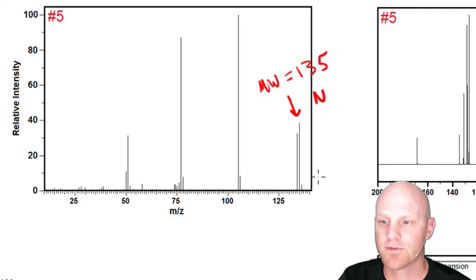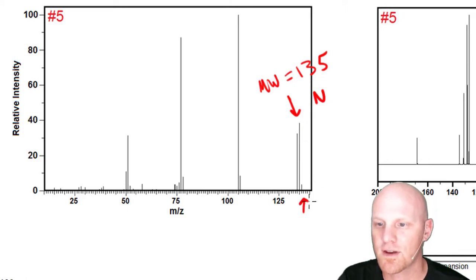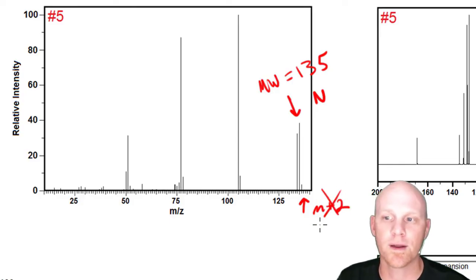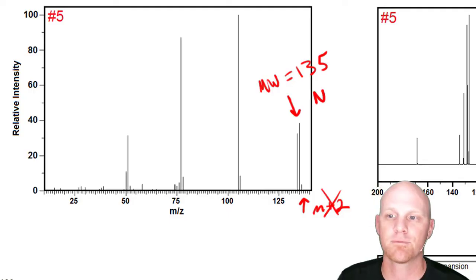And in this case, I'm looking for a peak at 137, and there's no significant peak at 137. So I was looking for an M+2, and it's not really there. So we can rule out chlorine and bromine. So right off the bat, molecular weight, we do have nitrogen, we don't have bromine, we don't have chlorine, move on.